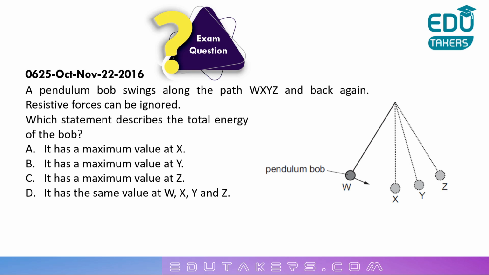It doesn't matter if it's at W, X, Y, or Z, the total energy remains constant, a fundamental principle known as the conservation of energy. So, option D is correct. The pendulum has the same total energy value at W, X, Y, and Z. Remember, the pendulum's energy isn't disappearing, it's just changing from potential to kinetic and back, perfectly conserved.